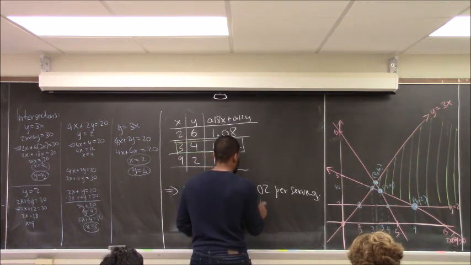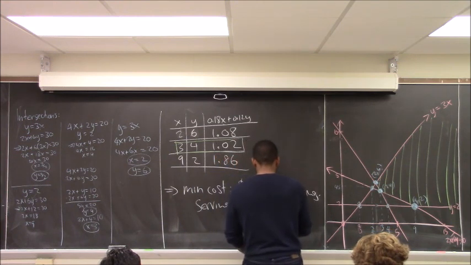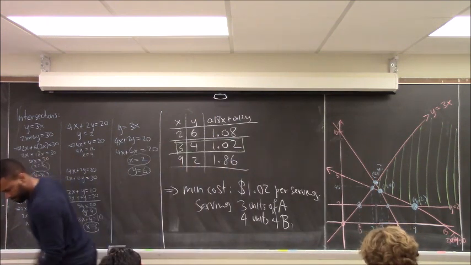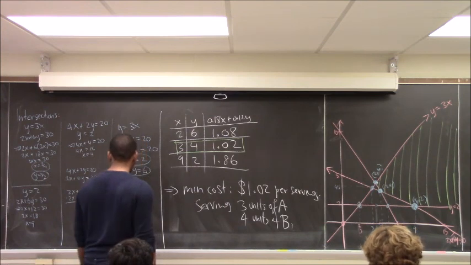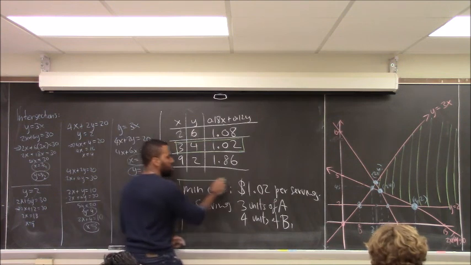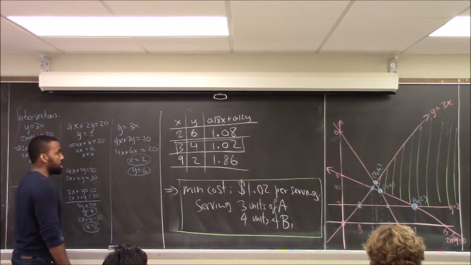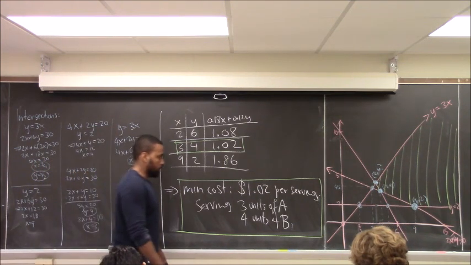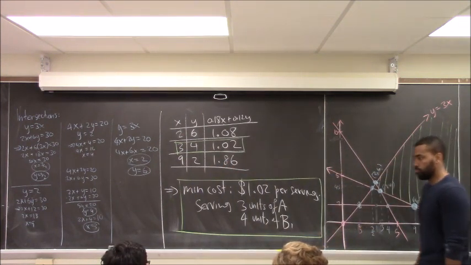3 units of A and 4 units of B, and that will be the minimum cost. That's the best way to actually do it. This is the cheapest way to feed the animals the macros that they need and at the same time obey all contracts. Each meal must have that composition.